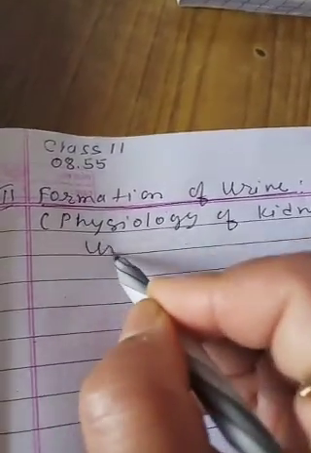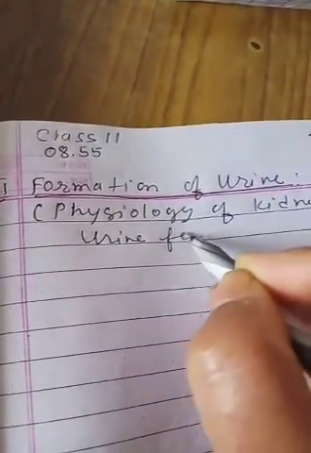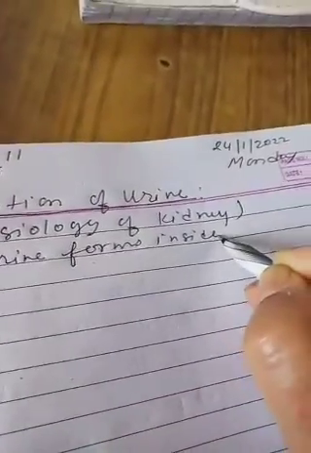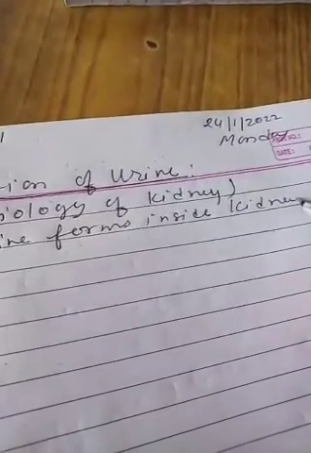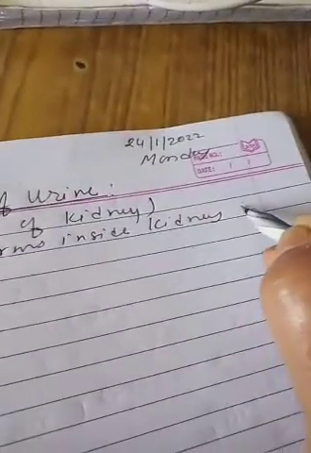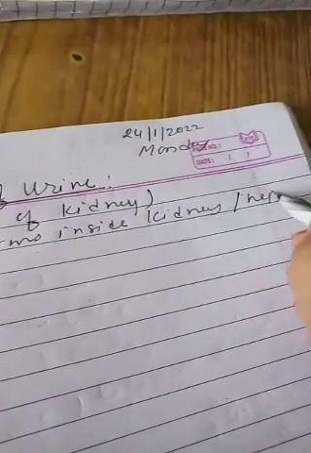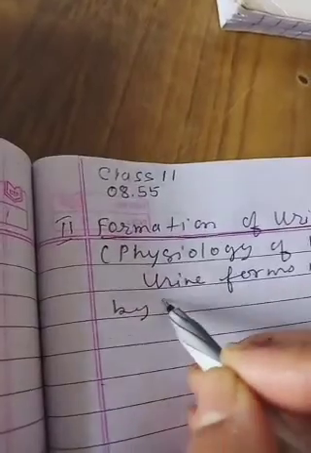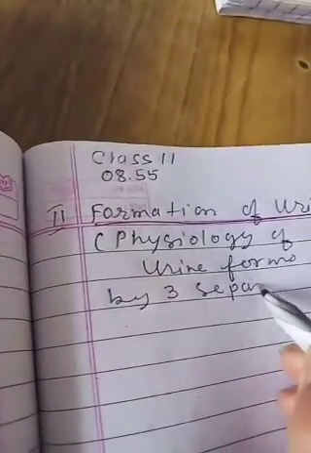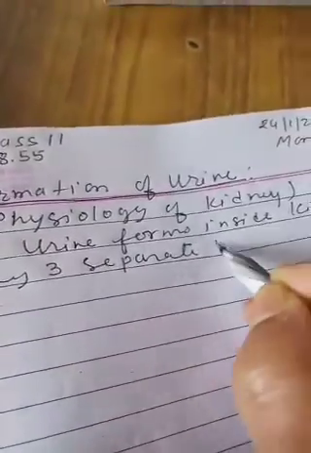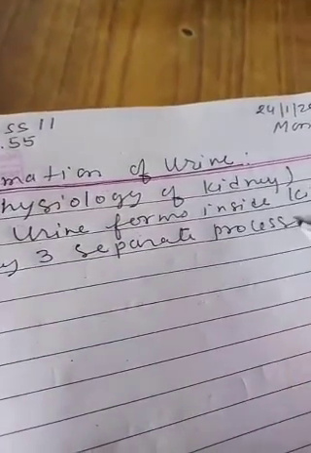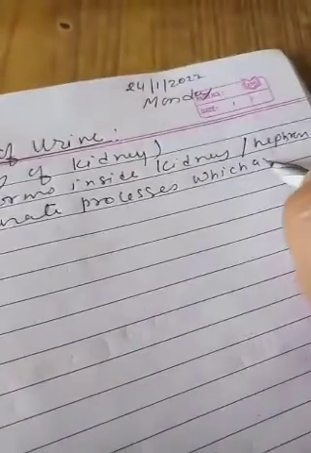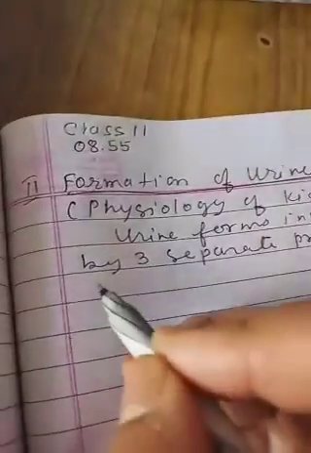The urine forms inside the kidney or nephron by three separate processes, which are as follows.